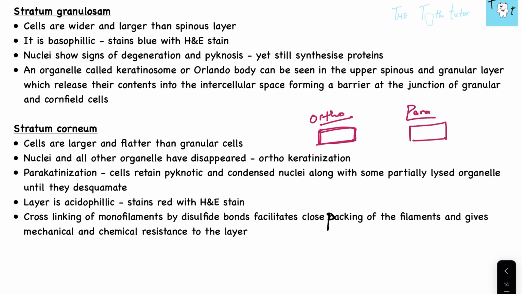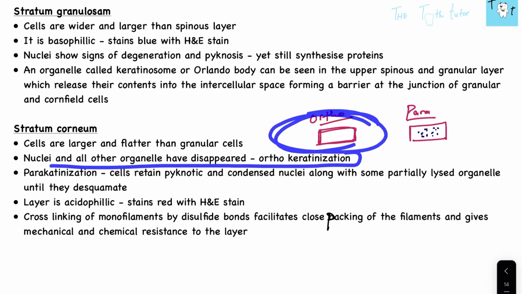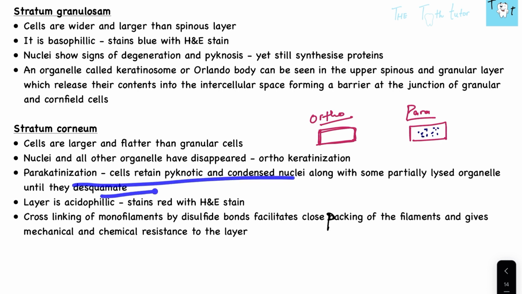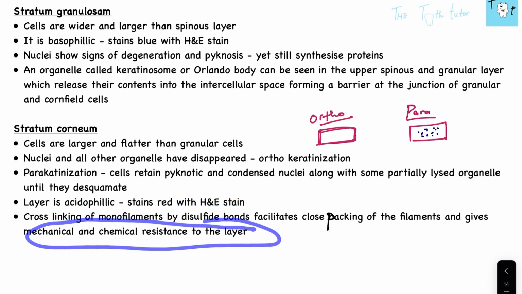But in parakeratinization, I will have some remains of nuclei and organelles until the cell is shed off. So this is what these lines are saying, that in orthokeratinization there are no nuclei in this layer, but in parakeratinization we can see some remains of nuclei and organelles until the cells are shed off in this layer. The layer is acidophilic, so it stains red with H&E stain. The cross linking, okay, so what this point means is that this layer has disulfide bonds, which basically provides mechanical and chemical resistance to this layer.